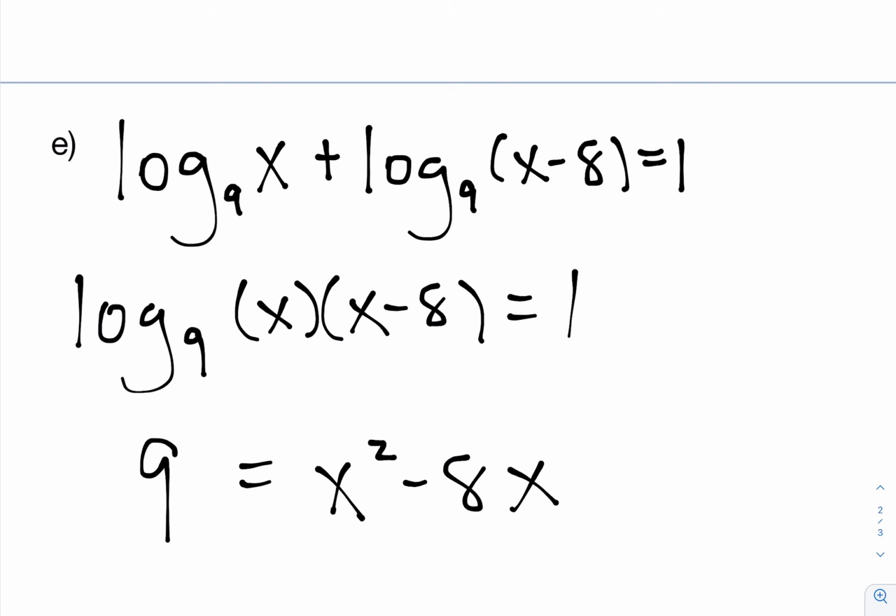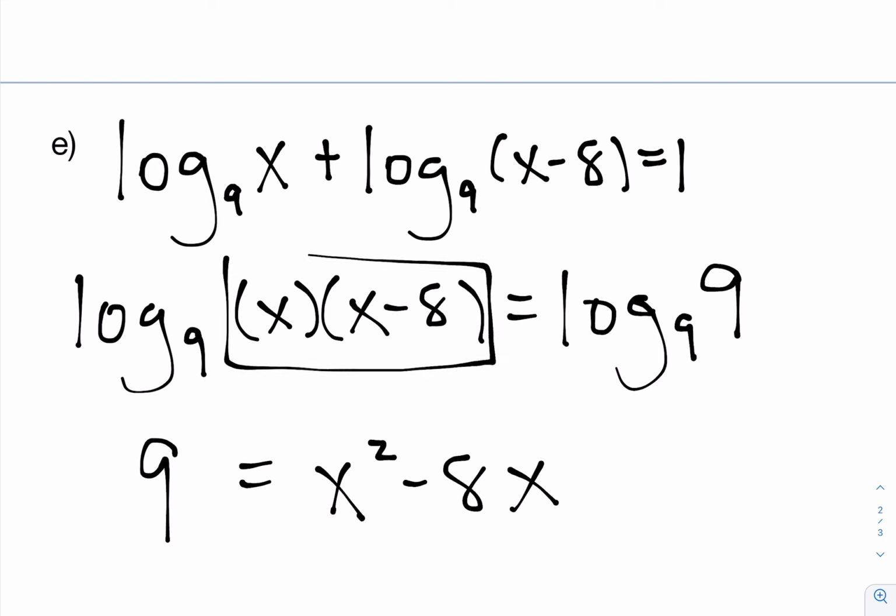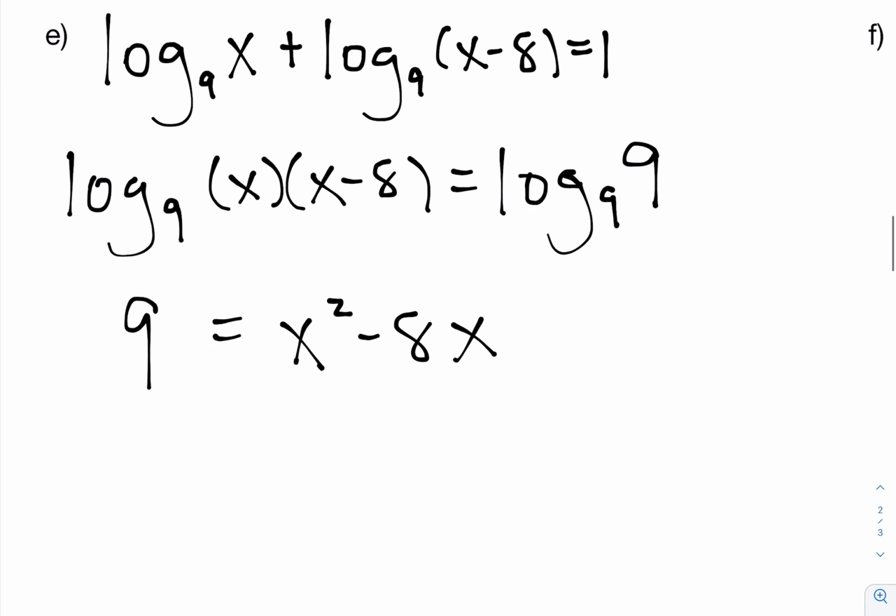But another way you could do it is you could say, okay, I have a log in base 9, and I have a constant. How can I get this constant 1 as a log in base 9 and just compare the insides? Well, the log in base 9 equaling 1, that's the same as the log of 9 in base 9. Right, so now that they're both the log in base 9, you can say, well, now the insides must just equal each other, and that's also how we get this part down here. So 9 is equal to x squared minus 8x.